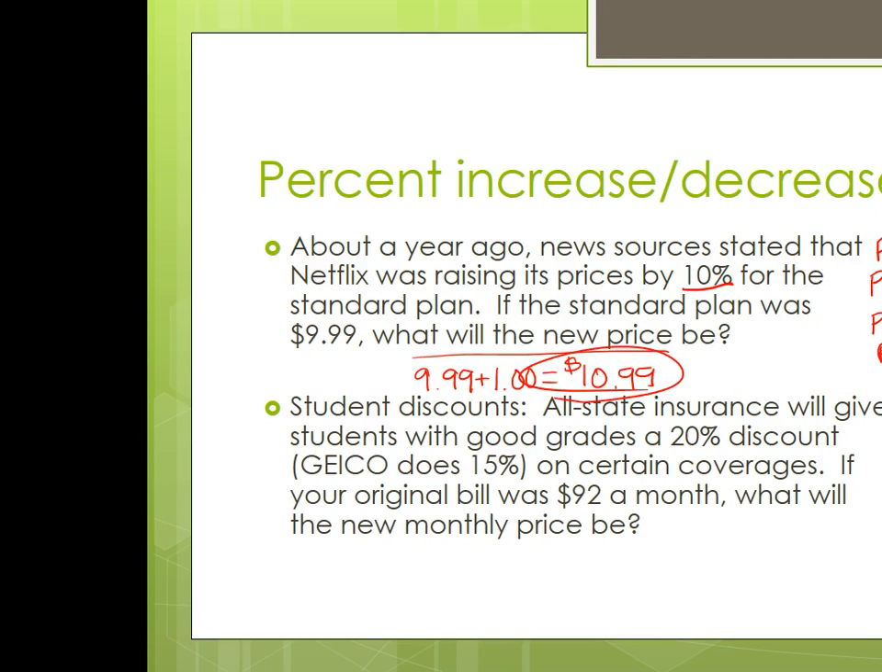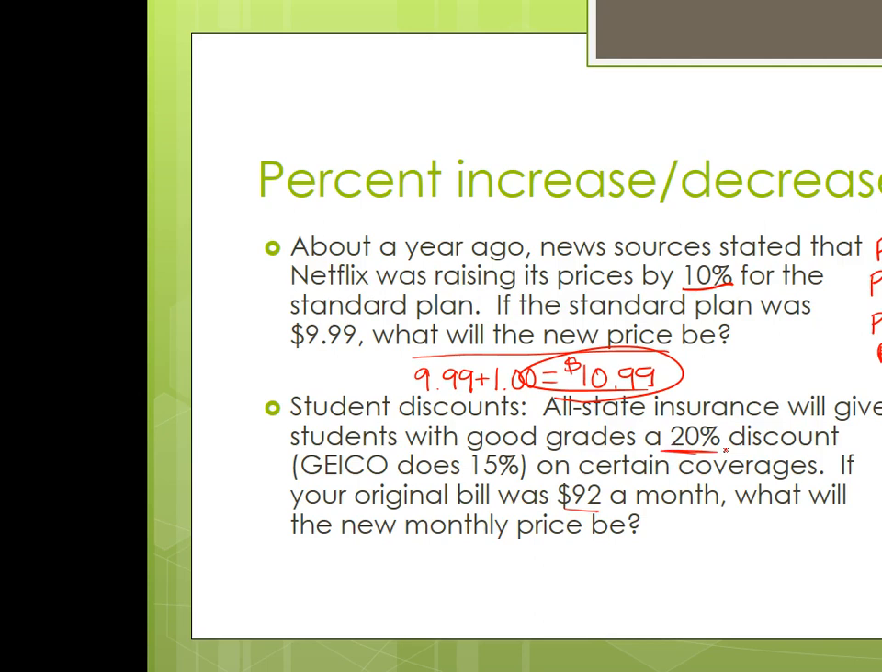All right, student discount. So Allstate Insurance will actually give students with good grades a 20% discount. I was looking this up. Geico does 15%. So I think it's A's and B's, but good thing to look into if you have one of those companies, or even if you don't have one of those companies. A lot of insurance companies will give students with good grades a discount, so it's worth checking into. So if your original bill was $92 a month and you're a great student, what will the new monthly price be? So let's go with Allstate's.